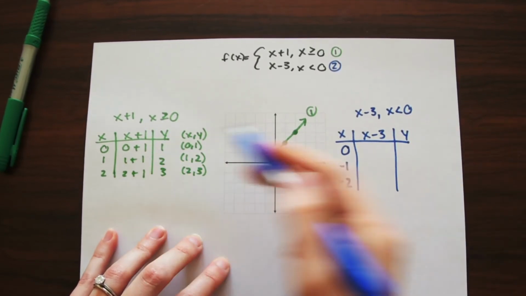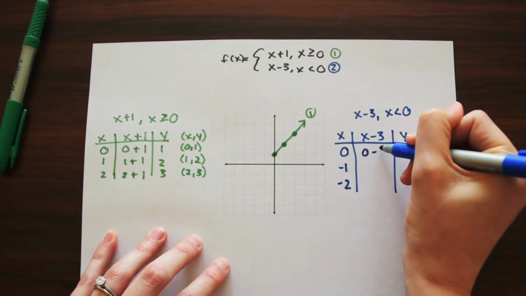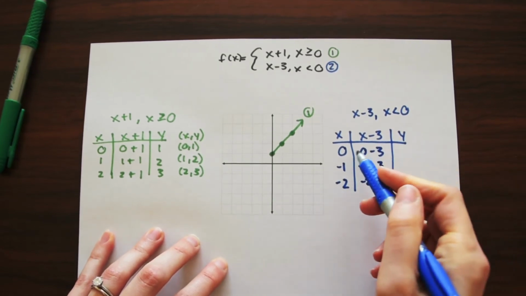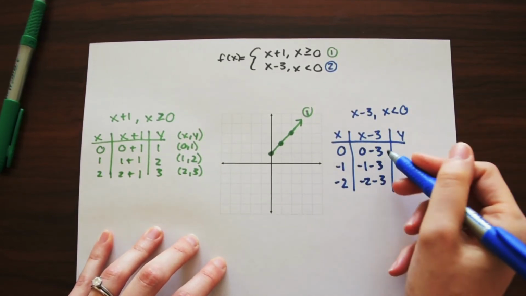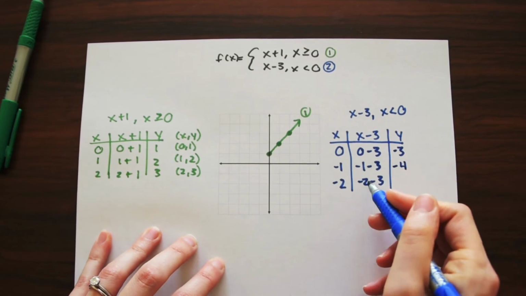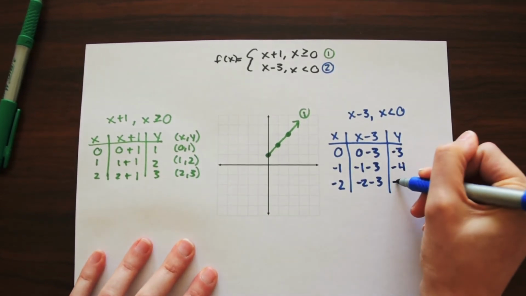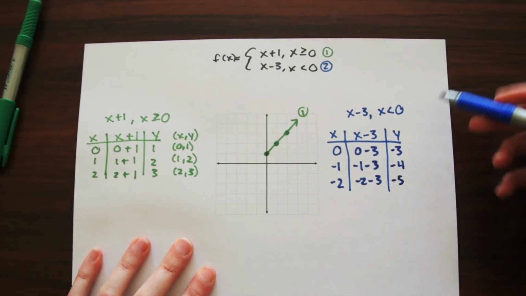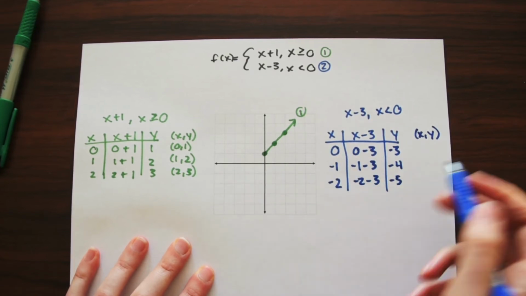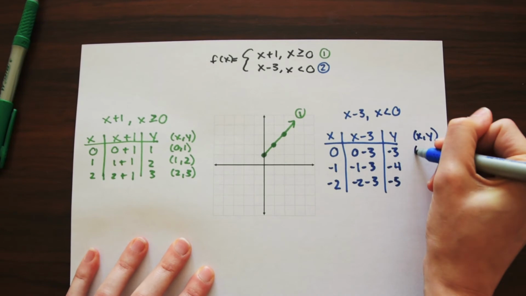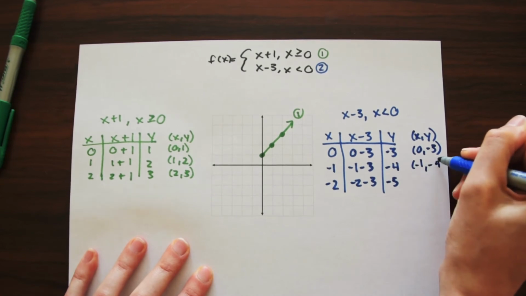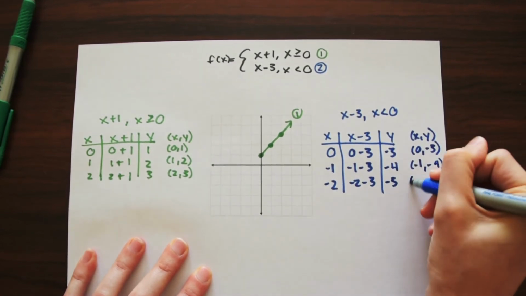And we're just going to do the same thing we did here and plug in our numbers for x. So we have 0 minus 3, negative 1 minus 3, and then negative 2 minus 3. And I just want to calculate each one to find our y value. So 0 minus 3 is negative 3, negative 1 minus 3 is negative 4, and then negative 2 minus 3 is negative 5. And now we can just write our coordinates on the side from what we found, focusing on the x values and the y values. So our first one is 0, negative 3. Our next one is negative 1, negative 4. And then the last one is negative 2, negative 5.